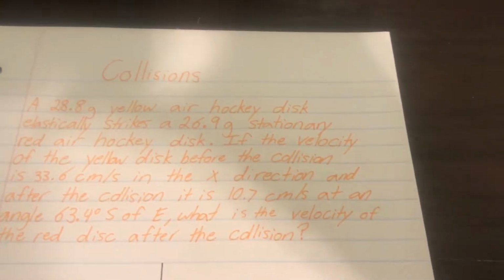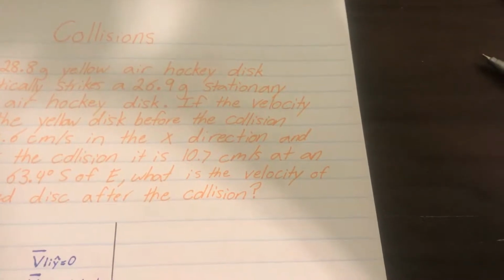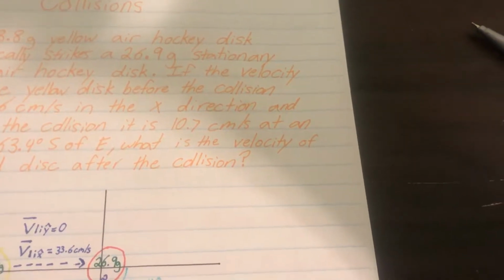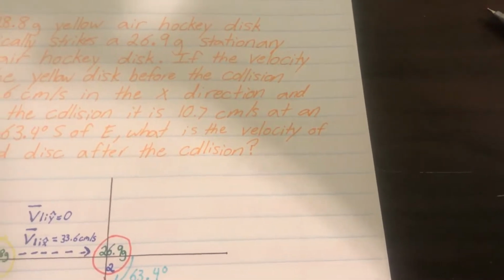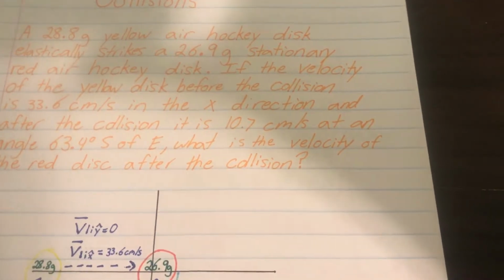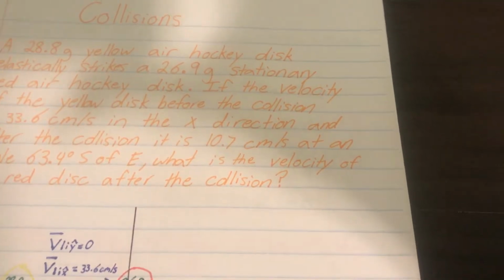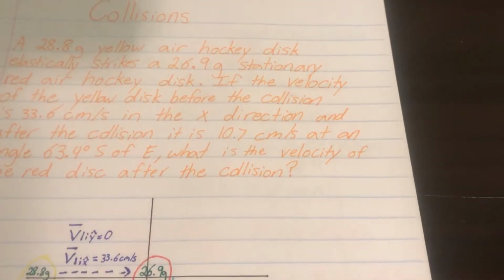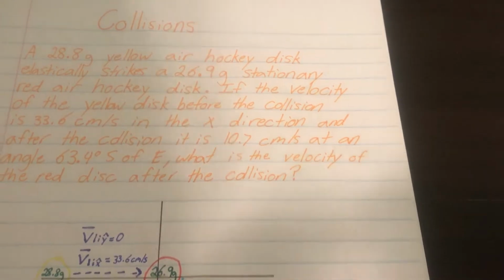A 28.8 gram yellow air hockey disc elastically strikes a 26.9 gram stationary red air hockey disc. If the velocity of the yellow disc before the collision is 33.6 centimeters per second in the x direction, and after the collision it is 10.7 centimeters per second at an angle of 63.4 degrees south of east, what is the velocity of the red disc after the collision?